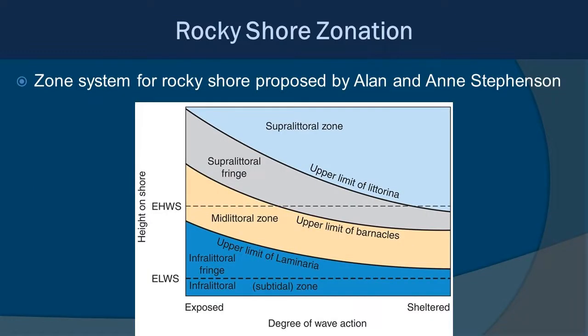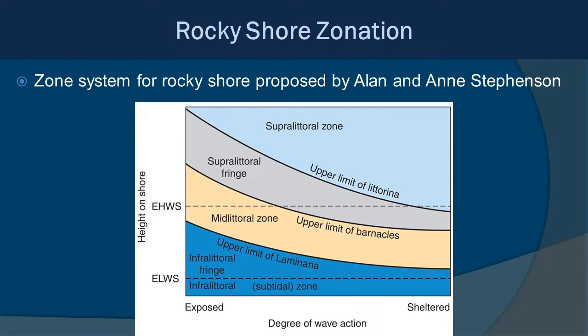So as we get into the intertidal zonation and the zonation scheme, I have to mention the Stephensons. The Stephensons were a husband and wife team that put out a universal zonation scheme in 1949. And this was really the basis of a lot of the intertidal work that was done up until that point and beyond.